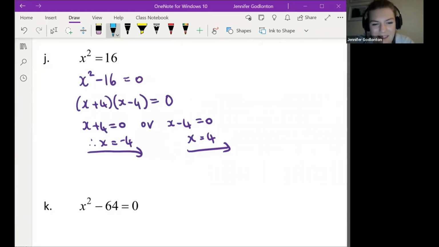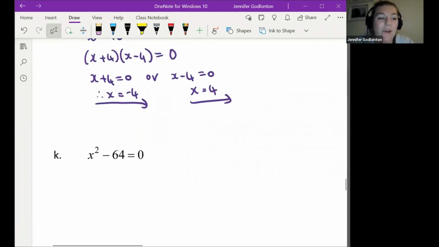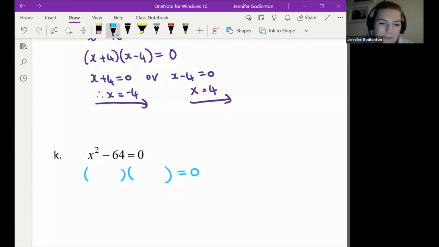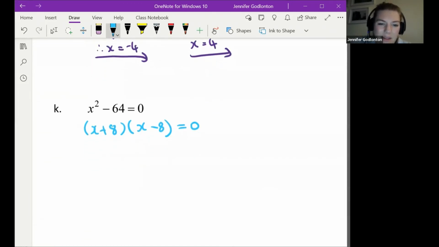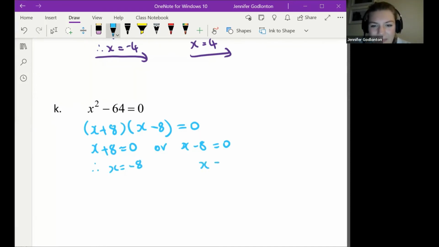So, ma'am, by K, we're going to start off with dots. Good. And then our answer for dots is going to be x plus 8 in brackets, and then x minus 8 is equal to 0. Good. Okay. Next step. They're going to say x plus 8 is equal to 0, or x minus 8 is equal to 0. Beautiful. So my final answer? Our final answer is x is equal to negative 8, or x is equal to positive 8. Beautiful. Nice job, well done.